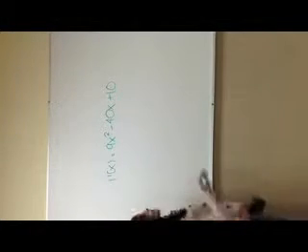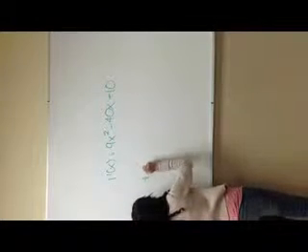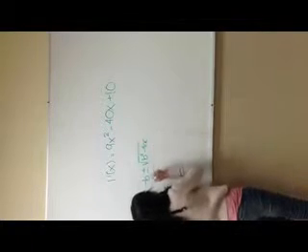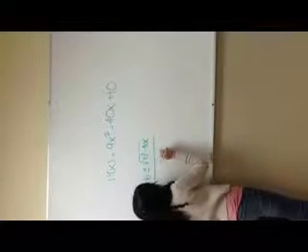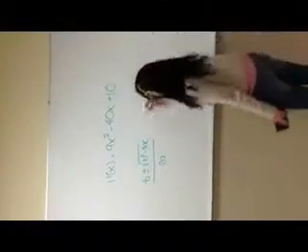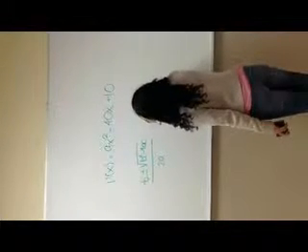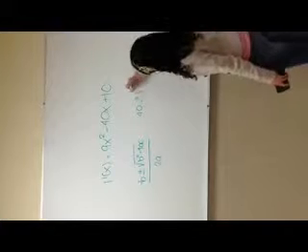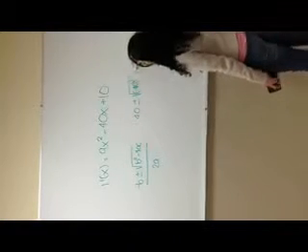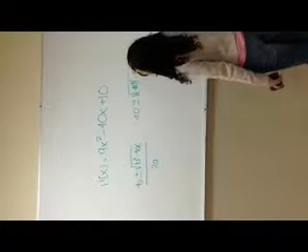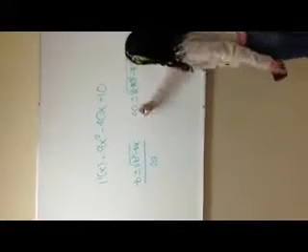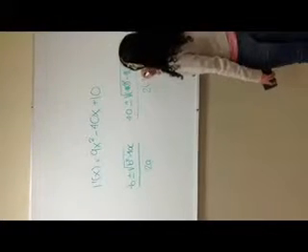We're going to apply the general formula, which is minus b plus or minus the square root of b squared minus 4ac, divided by 2a. We're going to substitute the values: 40 plus or minus the square root of minus 40 squared minus 4 times 9 times 10, and everything divided by 2 times 9.